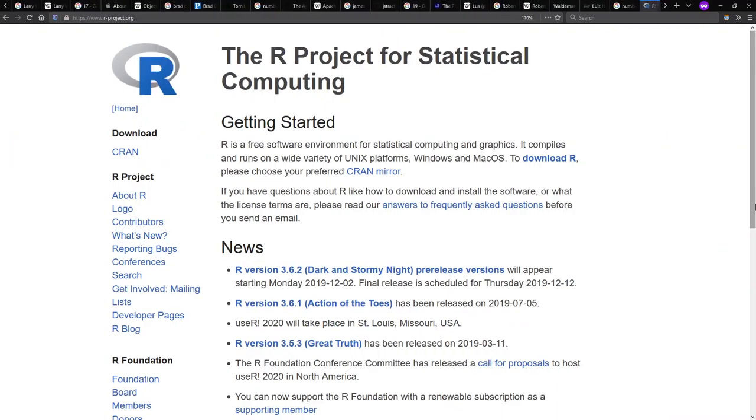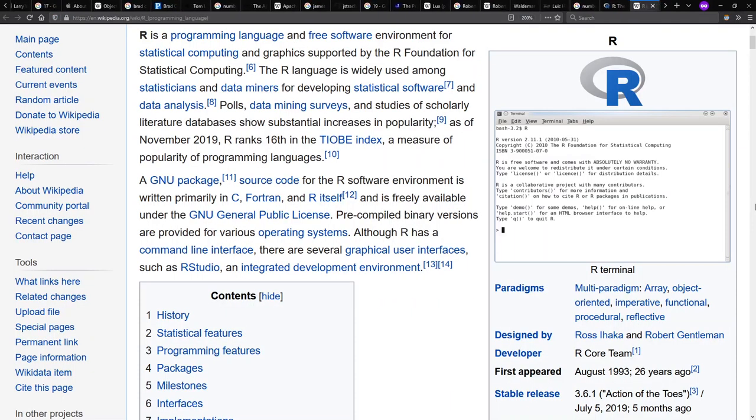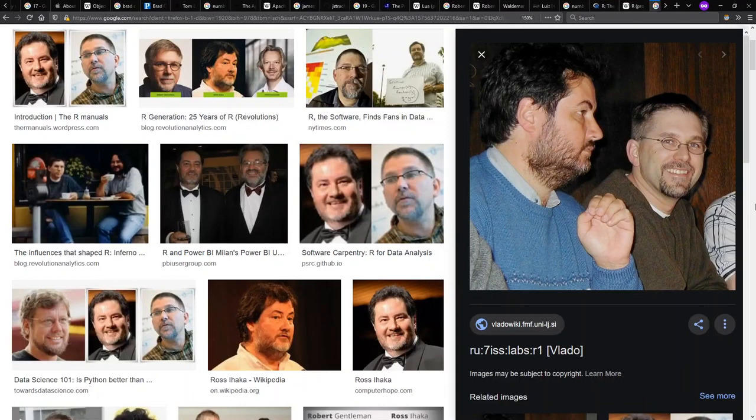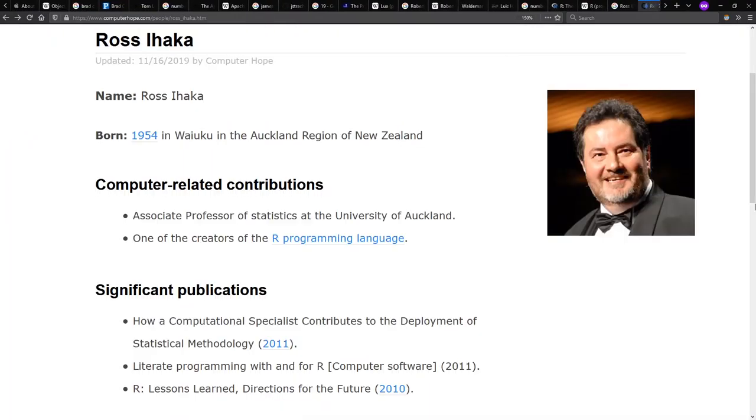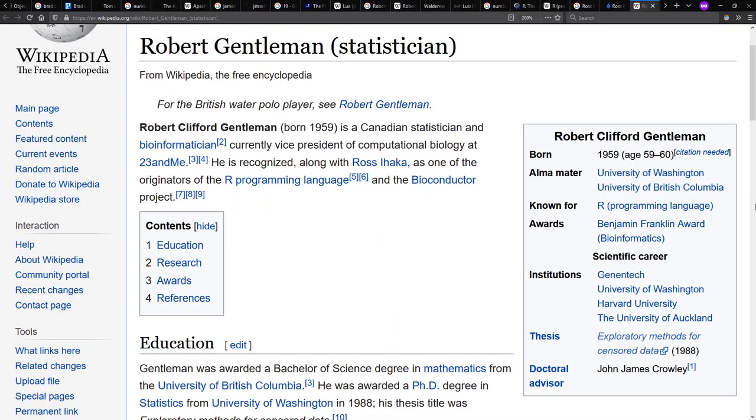And our number 20, R, the statistical language R. This was released originally in 1993, designed by Ross Ihaka and Robert Gentleman. Here we are with them. And Ihaka is from New Zealand, and Gentleman is from Canada, possibly British Columbia area. That's the earliest I can track him down.